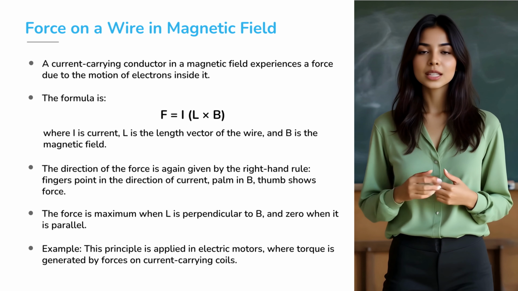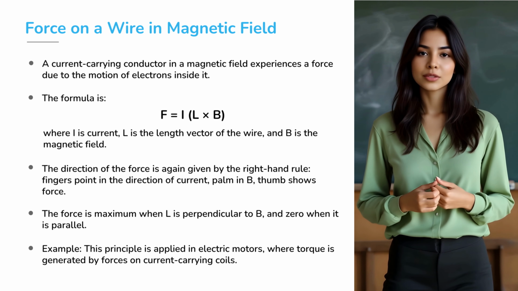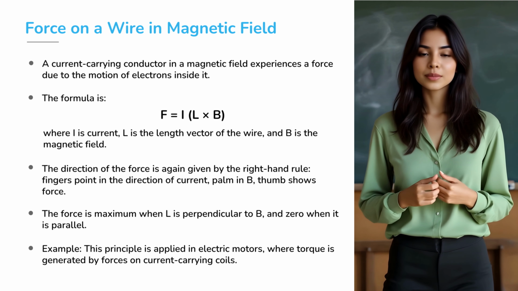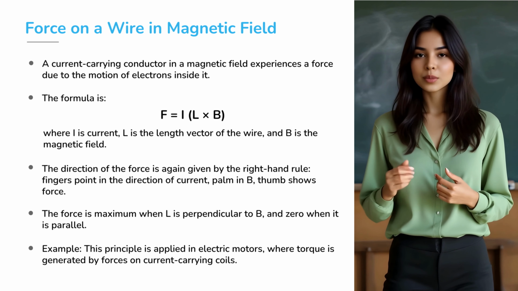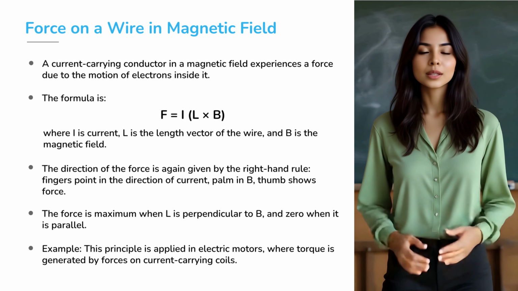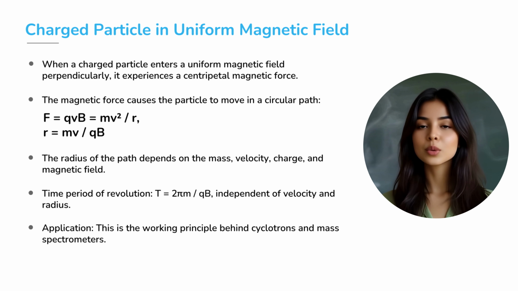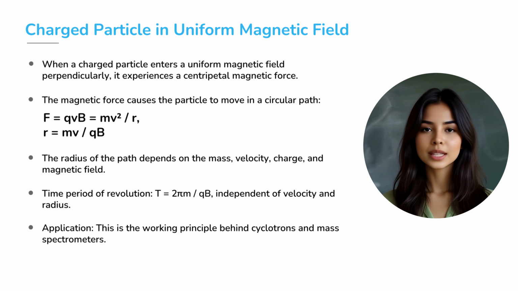This force is the key behind the working of electric motors, where rotating coils in magnetic fields generate mechanical motion. The force becomes maximum when the wire is perpendicular to the field and vanishes when it's parallel. Now, let's examine how magnetic force bends paths. If a charged particle enters a uniform magnetic field at 90 degrees, it starts moving in a circle. Why? Because the magnetic force acts as a centripetal force.